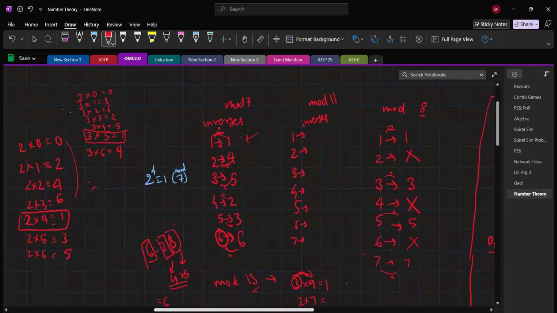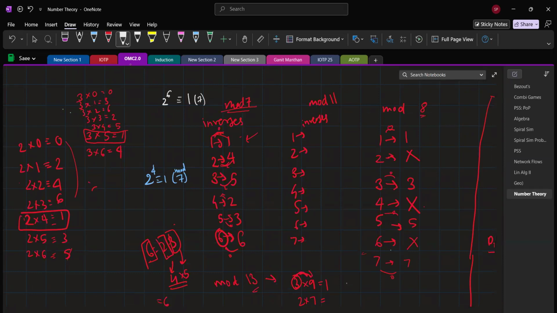So for example, if we consider 7 as our prime, then we can look at 2 to the 6. What is 2 to the 6? It's 64, which is 1 mod 7. You can look at 3 to the 6. What is 3 to the 6? It's just 27 squared, and 27 squared is 729, which is also 1 mod 7.